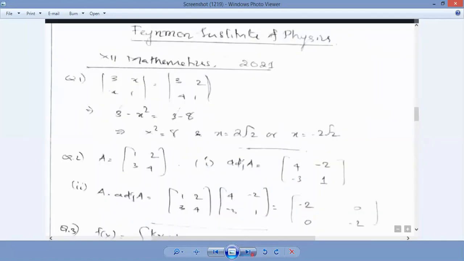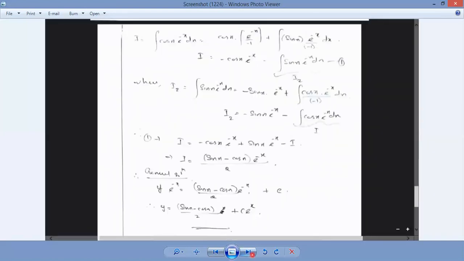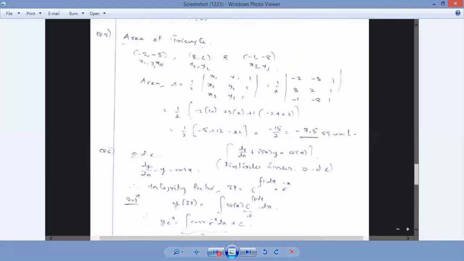The solution of a first order linear ordinary differential equation requires you to find the integrating factor. This is the general form of a first order linear ordinary differential equation. We have p of x and q of x here. So here p of x is minus 1 and q of x is cos x. The integrating factor is e to the power integral p dx. Here p is a constant, minus 1. Substitute, integrate it, and you will get the integrating factor e to the power minus x.